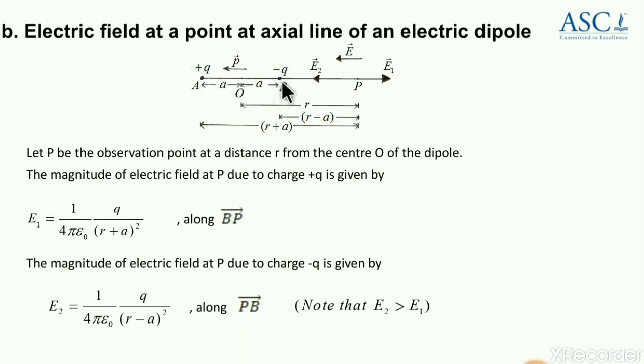We have considered the effect of minus Q, that is E2, first, because the minus Q is close to the observation point P, hence its effect is more than the charge which is at a larger distance from the point P. So in the next expression, the net electric field E is given by E2 minus E1. It's not E1 minus E2. The reason being the minus Q is present close to P, hence its effect is more than the one which is far away from this point.